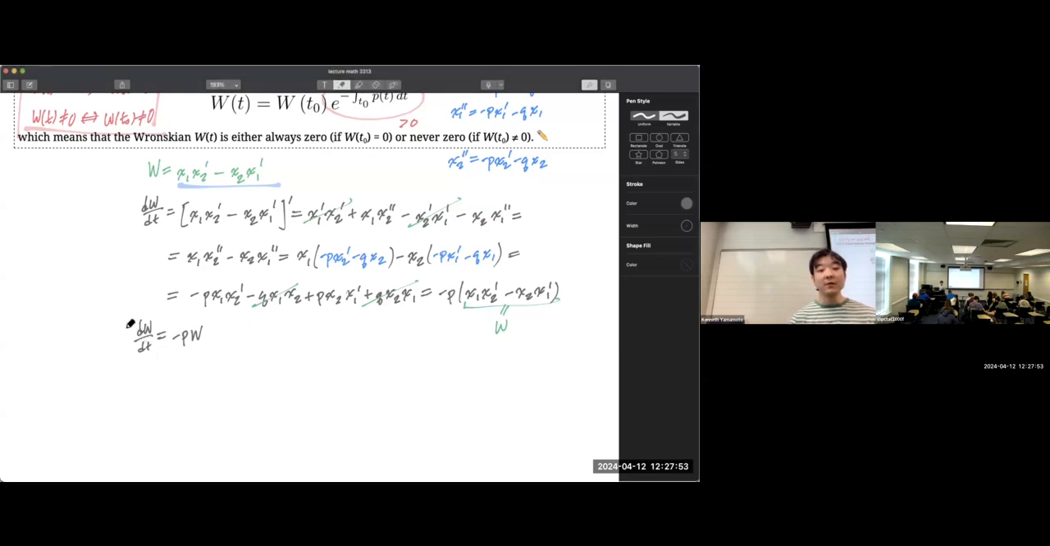You could solve this using just separation of variables, and that'll give you the solution up there. So you'll just take the equation and separate it: dW over W is equal to negative p dt. You're going to take the integral of both sides.